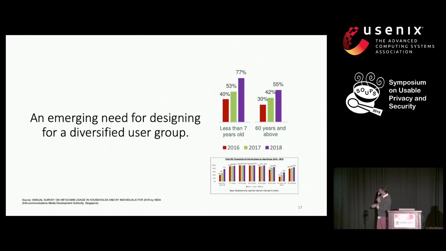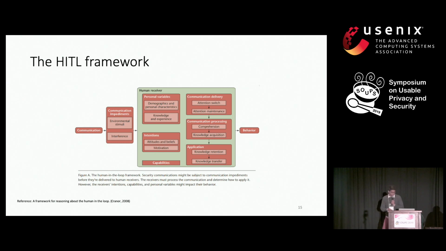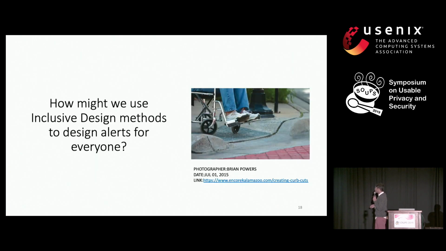Okay, skip this. So if I look at Singapore specifically, in the past 3 years, there's been a significant increase in children below 7 years old and elderly above 60 years old adopting a smartphone. But as we all know, these users don't have much security and privacy knowledge. And I'm planning to use inclusive design methods, which have potentially been shown to benefit the entire population when you design for these underrepresented or marginalized groups.